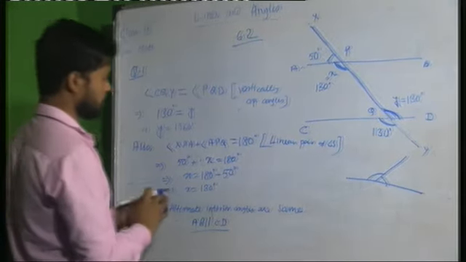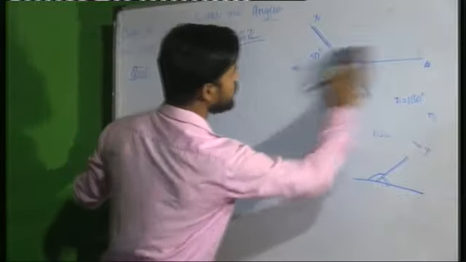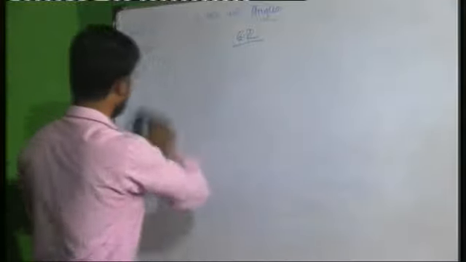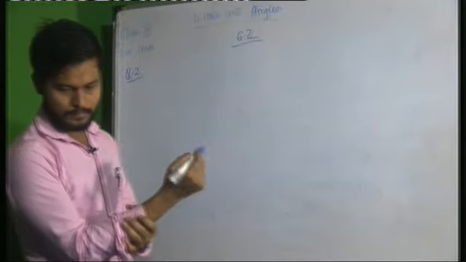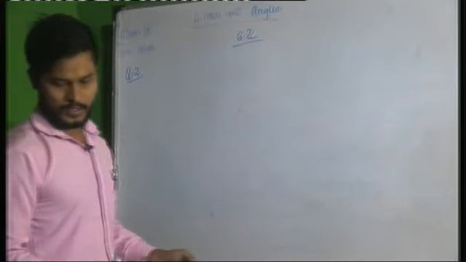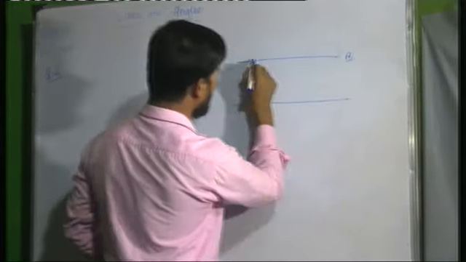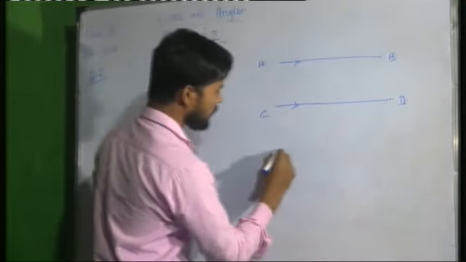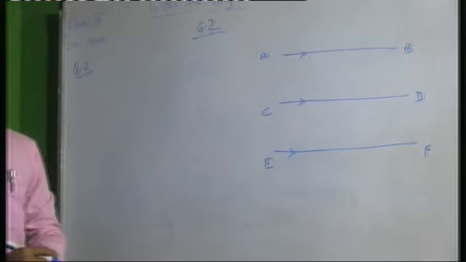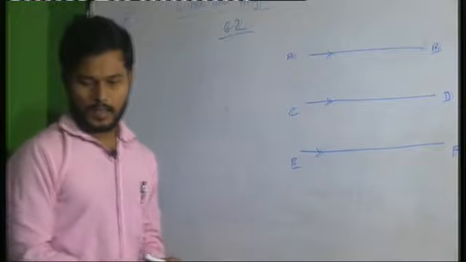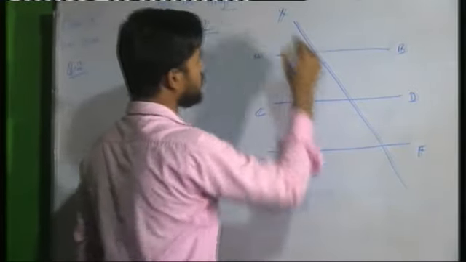Now question number 2. In the figure 6.29, it is given that AB is parallel to CD, means these two lines are parallel, and CD is parallel to EF. That means the line AB, the line CD and the line EF are parallel to each other, and there is one transversal. Okay, let the name of the transversal be XY.